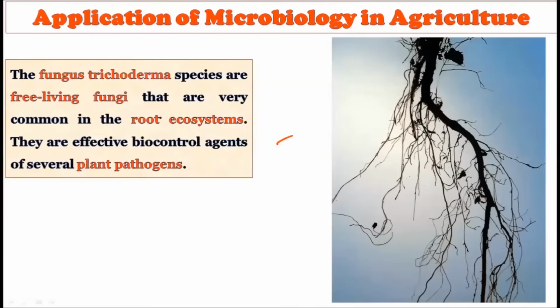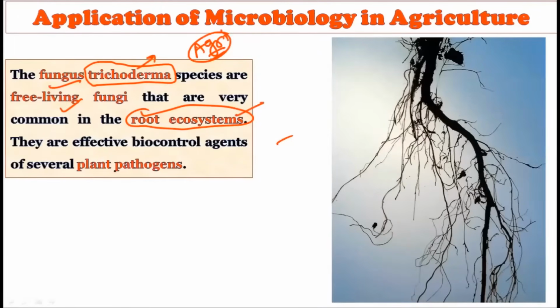Now see, the second example is the fungus trichoderma. ठीक है, in the just last lecture we have discussed about the trichoderma, that is it is the free living fungi and found in the root ecosystem. Okay, so we can use this trichoderma in the agricultural field and put them into the root ecosystem so that it can resist the other plant pathogens.